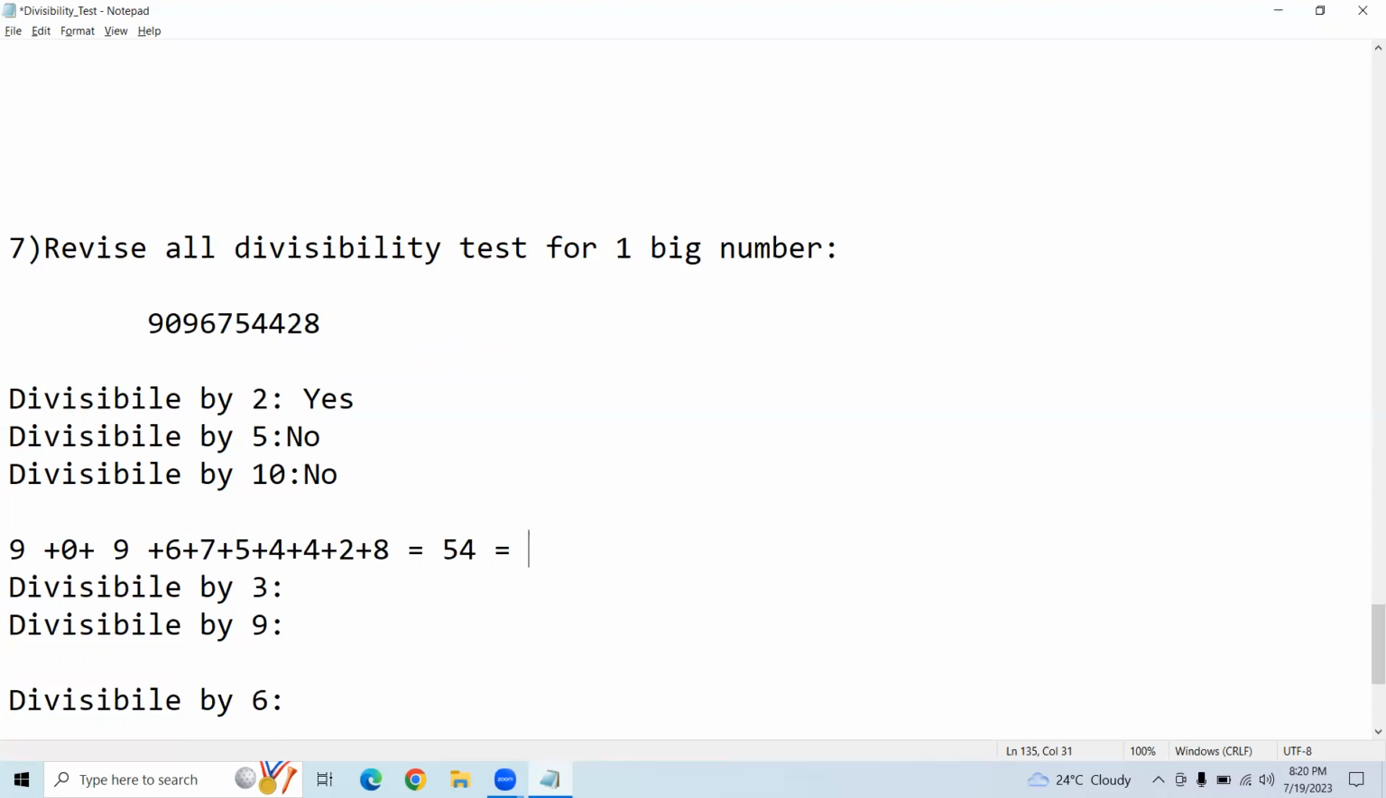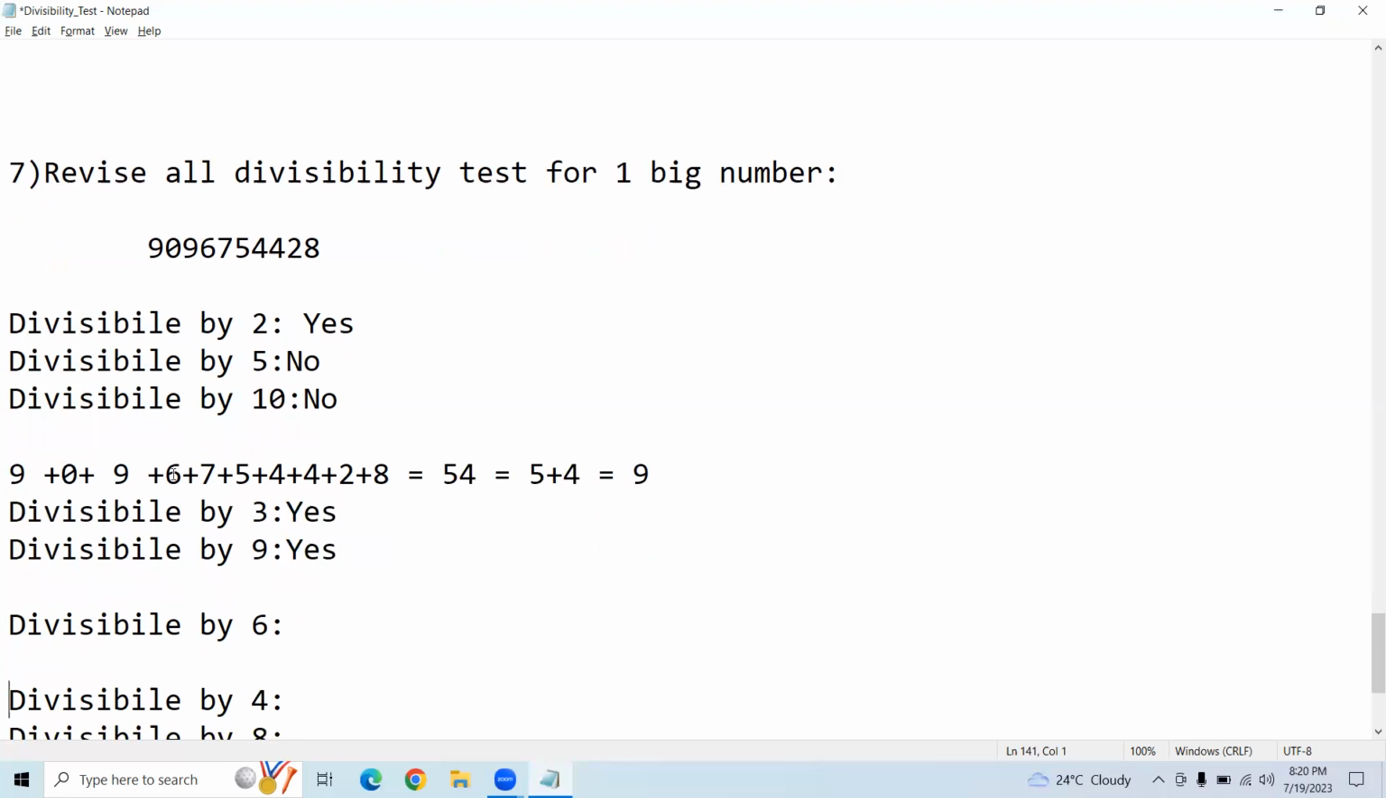54 might be a big number for our calculation. We can further simplify it with 5 plus 4, 9. So is 9 divisible by 3? Yes, 9 is divisible by 3. That's why this number is also divisible by 3. Is 9 divisible by 9? Yes, 9 ones are 9. So this number is also divisible by 9.